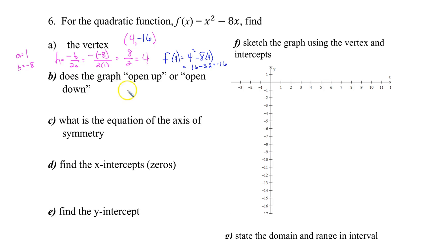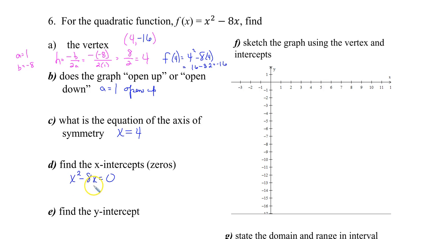All right, so that's going to be my vertex. Does it open up or down? The value of a is +1. We've actually already established that here. So it's going to open up. All right. The axis of symmetry, you're pros at this now. It's the equation x is equal to, correct, 4. The x-intercepts, so we're going to take the function x squared minus 8x, and we're going to set it equal to 0. How do we solve this?